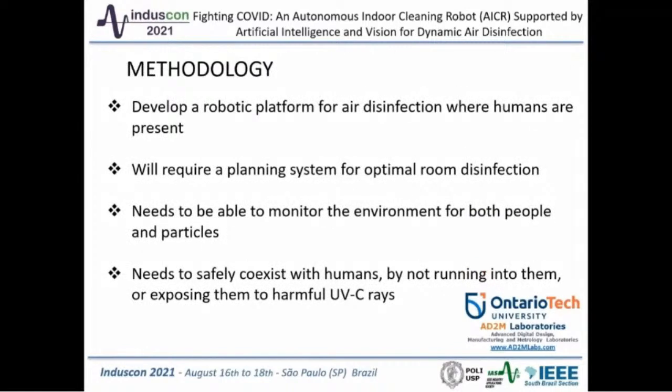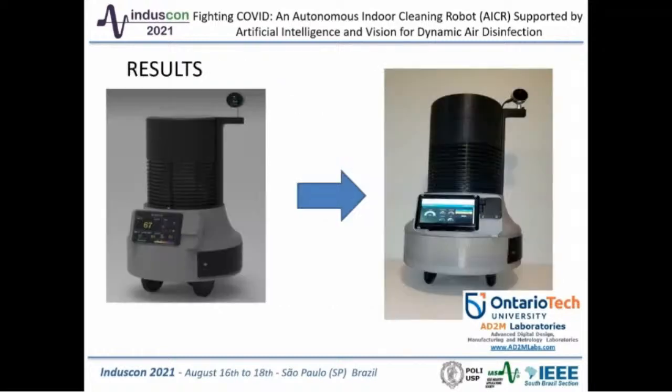So we want to develop a robotic platform for air disinfection where humans are present. We want to make sure this is safe. We want to make sure that it's effective at disinfecting the room. So we want to make sure that we're not hitting the humans or exposing them to harmful UV rays. So we have here on the left a CAD model of our robot, and on the right-hand side we have our alpha prototype. Went very successfully.